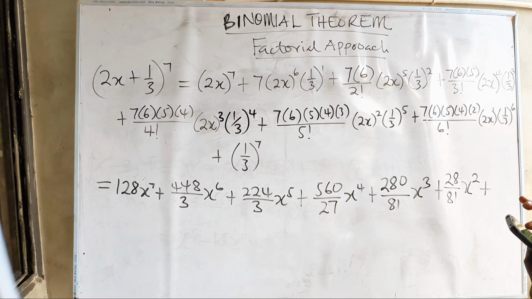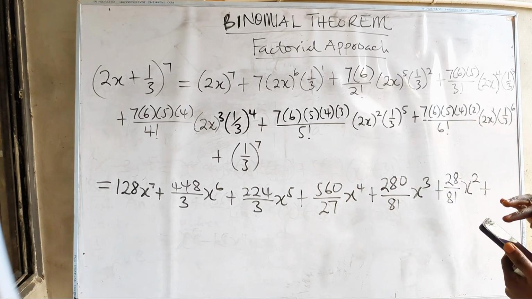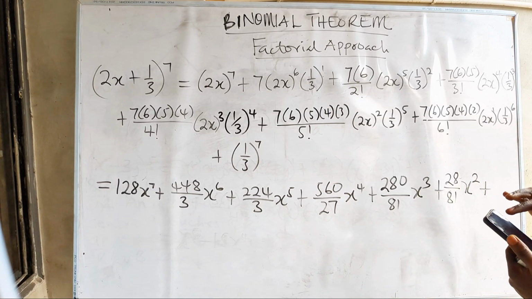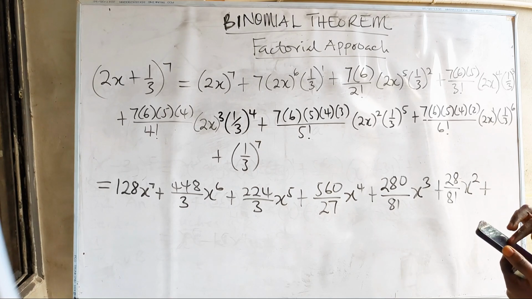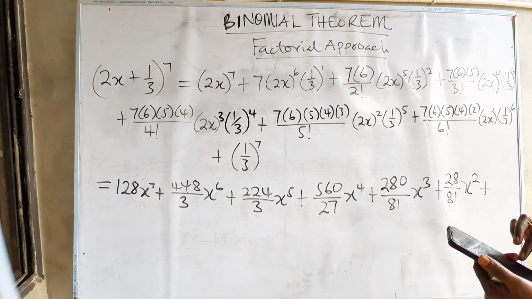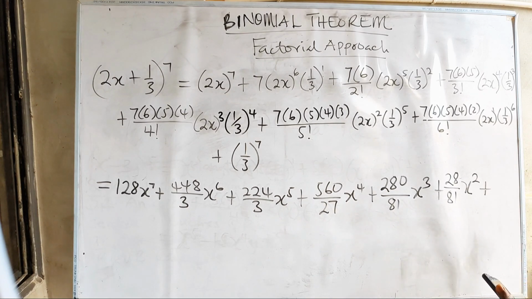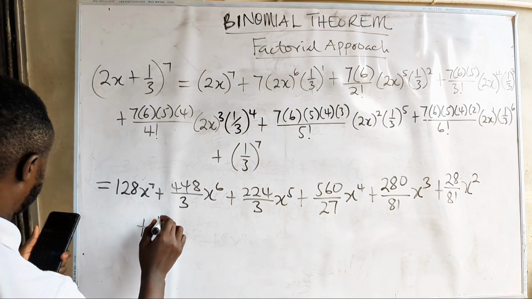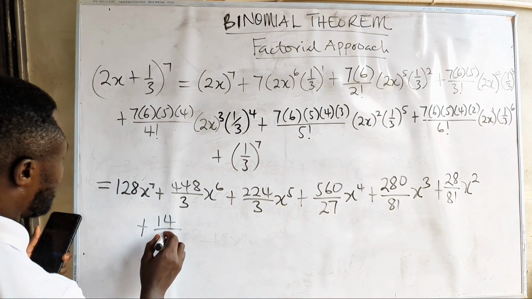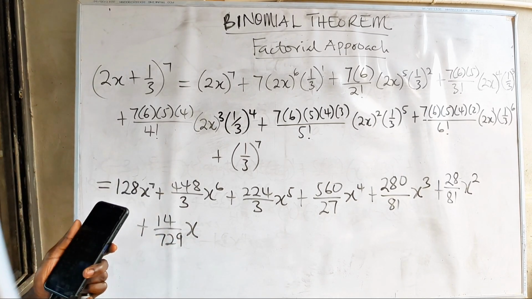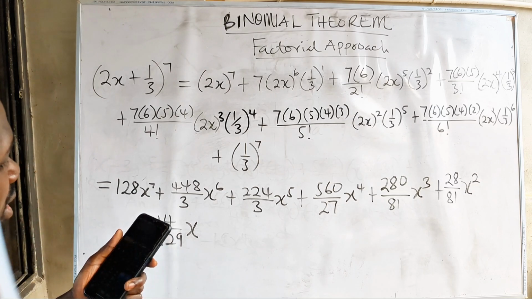7 times 6 times 2 exponent 1 times 1 over 3 all exponent 6 divided by 6 factorial. That is, let me write it here, 14 on 729 s.